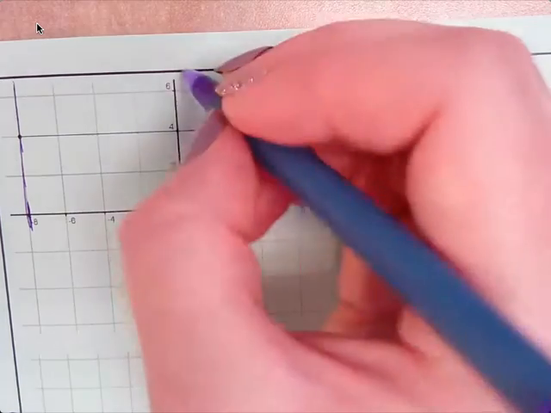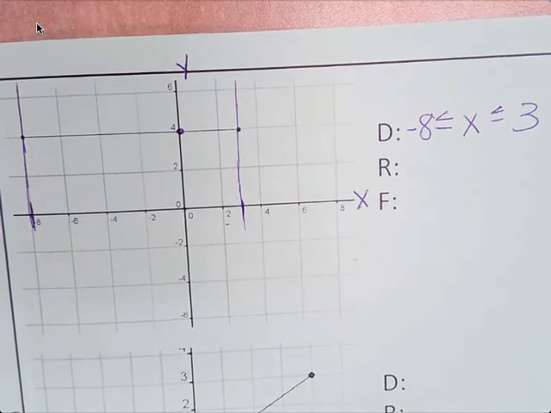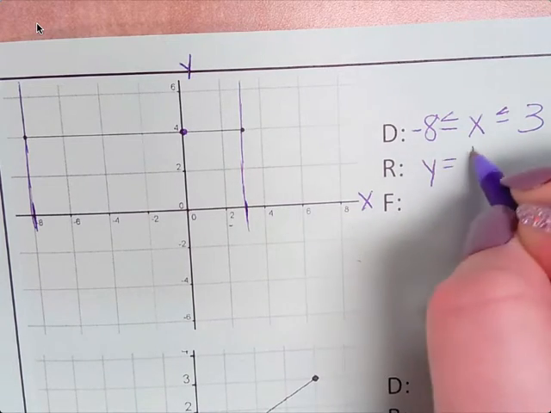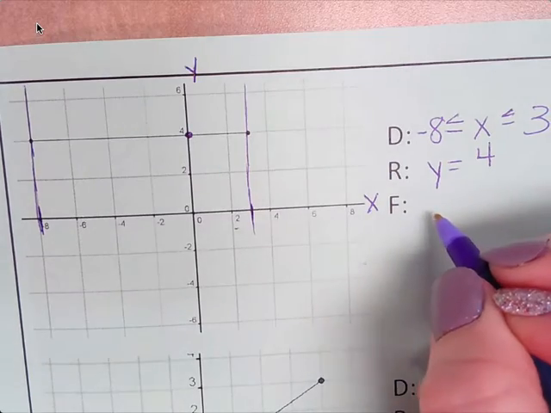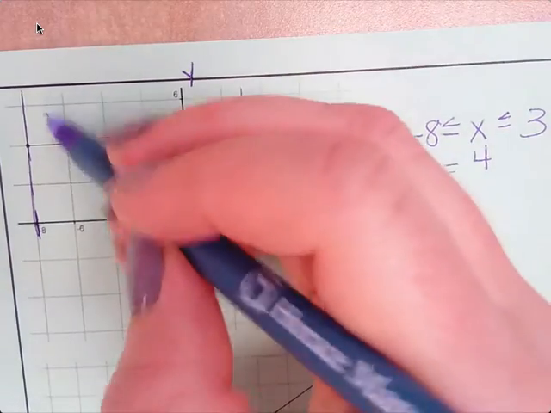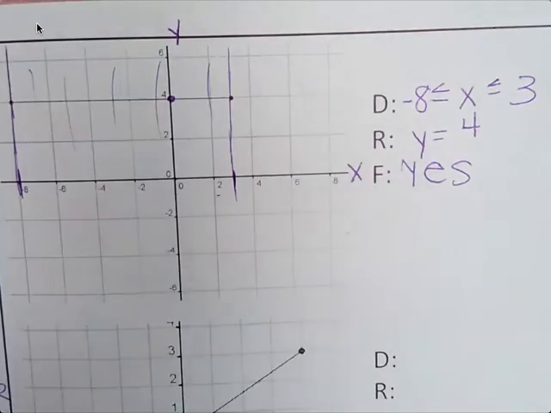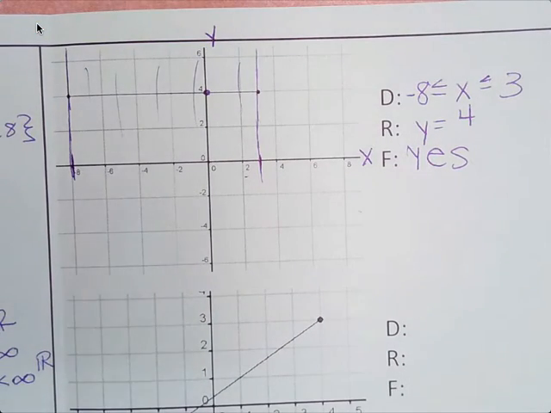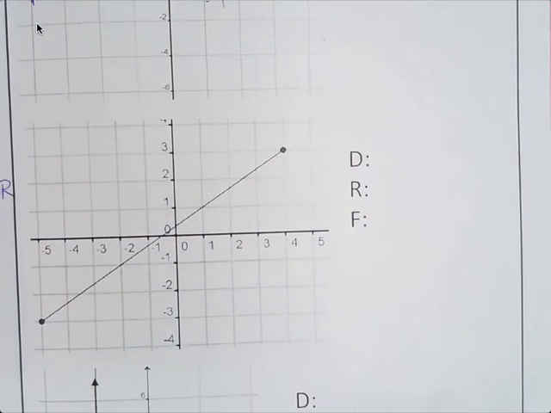And now what about the range? Range is on our y-axis. 4. Is that the only y value that y can be? So it's just y equals 4. That's it. And what about function? Is it a function? Yeah, if I do my vertical lines, yes. All right. Next one.